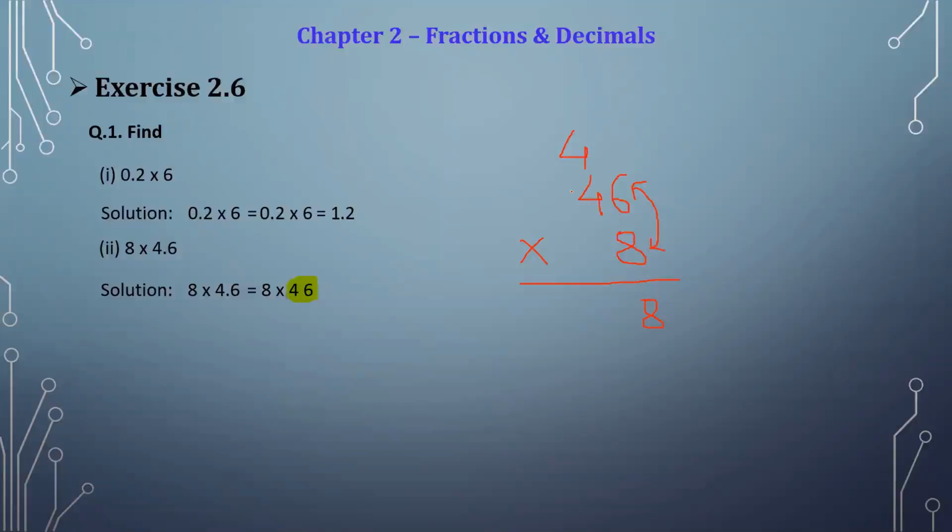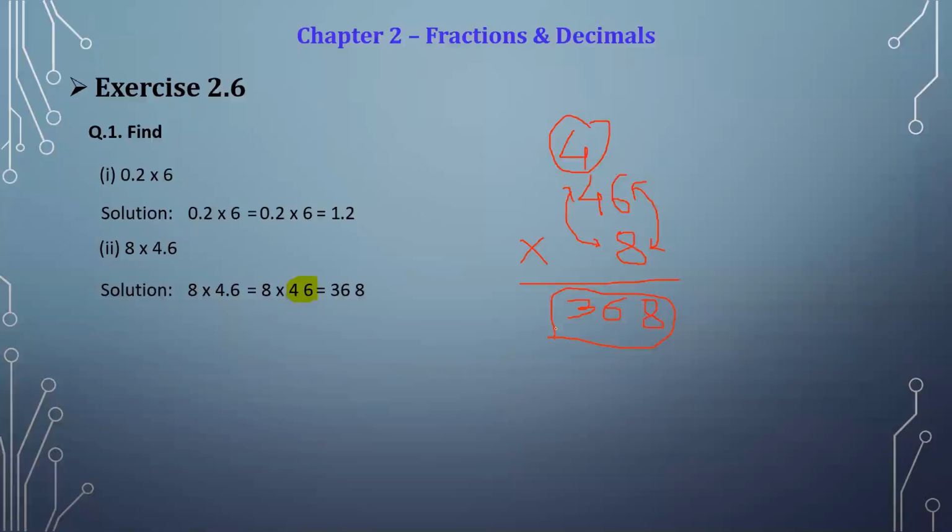The next calculation is 8 into 4. Again you have to count that table: 8 threes are 24, 8 fours are 32, and we have to add the remainder 4. So 32 plus 4 is 36. So what is the product of 46 and 8? 8 into 46 is going to be 368. So the product is 368.